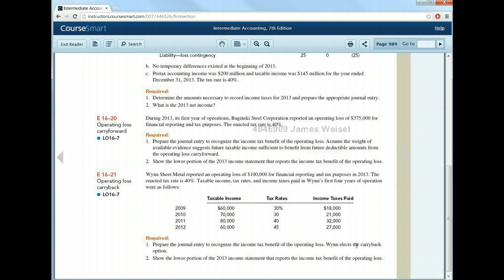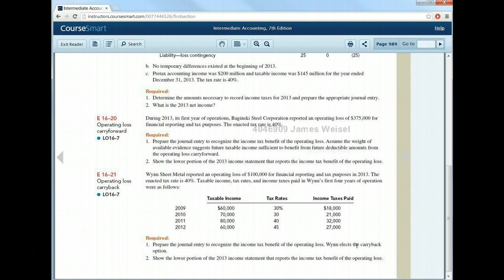And the question is, how do we go about dealing with that operating loss and recognizing it for income tax purposes? So here is the fundamental issue that you need to understand. An operating loss is basically going to be treated conceptually the same as any other deferred tax asset. So an operating loss is going to result in a deferred tax asset. And so you would follow the rules or the conceptual issues related to deferred tax assets.